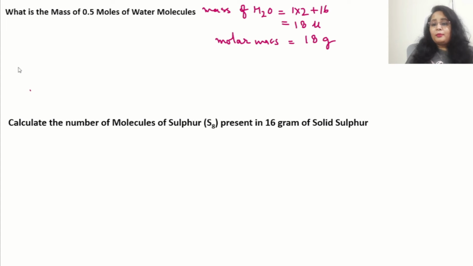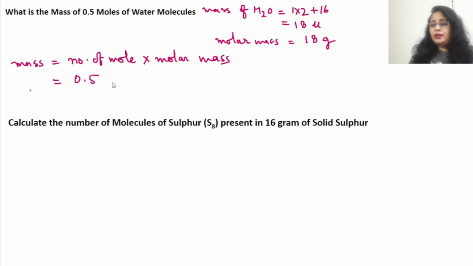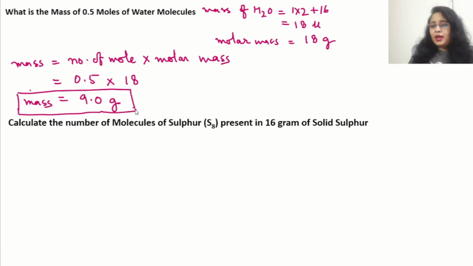Next step is, what is the mass? Again they are asking for the mass. So as we did in question number 1, mass is equal to number of moles into molar mass. Same as we did in question number 1, same way applied here. So number of moles are 0.5 into molar mass is 18. So we will get the answer 9.0, and this is gram. So our answer is mass is 9 gram.